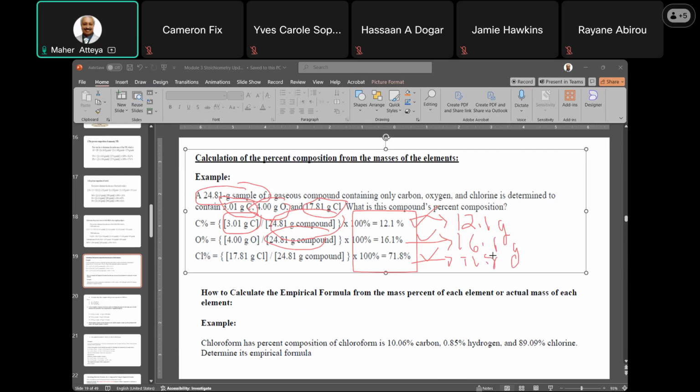71.8 gram. So I transferred the 100% to 100 gram, and this is here. Next, I have to get rid of the grams to get the moles. I have to multiply by the atomic mass of each element. Carbon atomic mass is 12.1. I need the moles, correct? So I have to divide. So divide will be 12 at the bottom here.